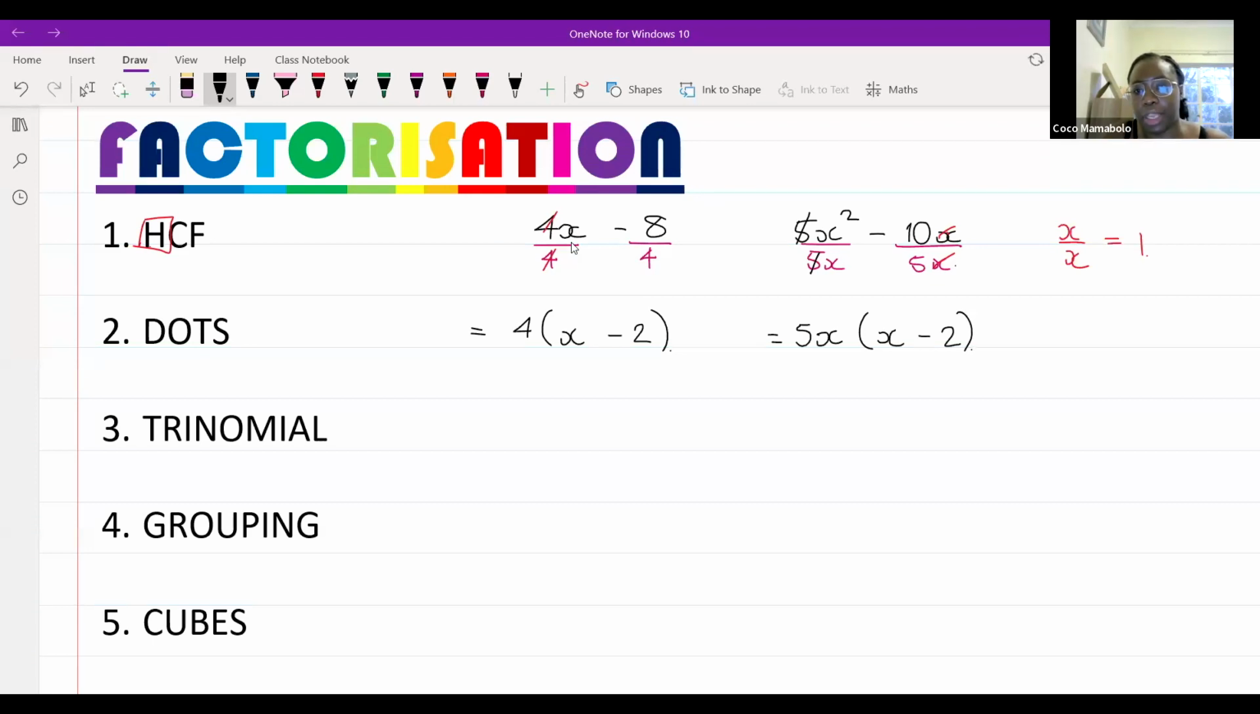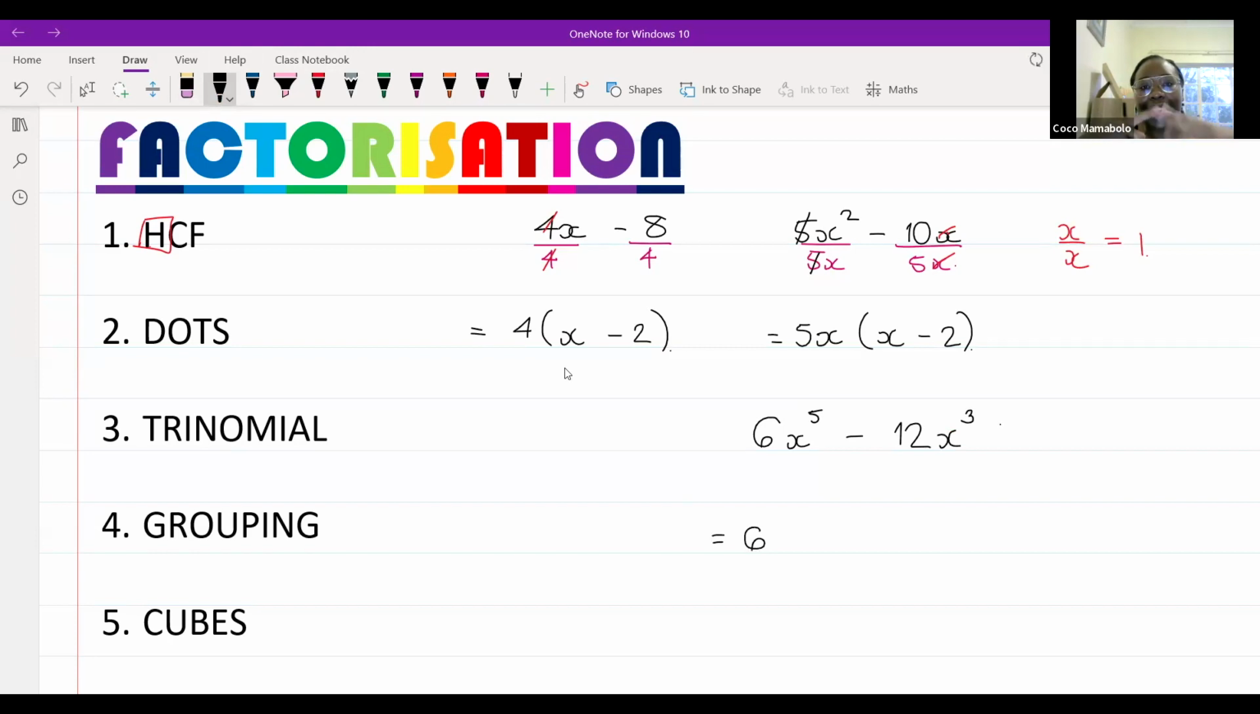Here's another one. 6x to the power of 5 minus 12x to the power of 3. Let's start with the numbers. What is my highest common factor when it comes to my numbers? Good. My highest common factor is going to be 6. Excellent. It's going to be 6.